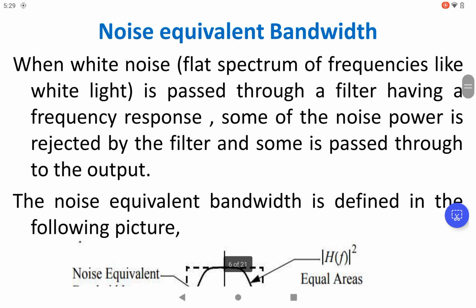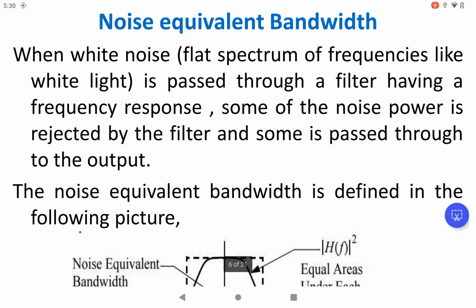Before proceeding with noise calculation, we see the concept of noise equivalent bandwidth. So generally a noise is added to the generated modulated wave. That added noise is generally treated as white noise. White noise is a flat spectrum of frequencies which looks like white light. It is passed through a filter which has some frequency response. Through that filter, if you pass some white noise, some of the noise power will be rejected and some of the noise power will be passed through the filter to the output.